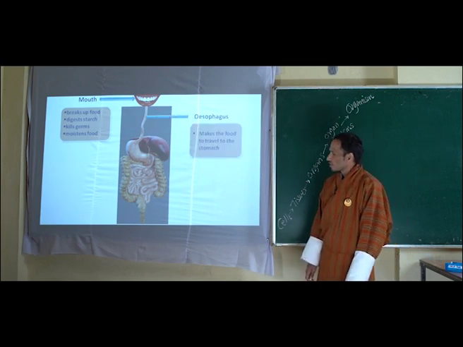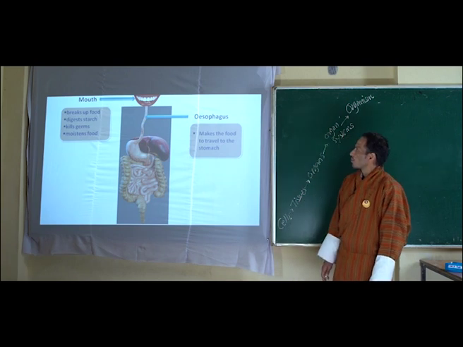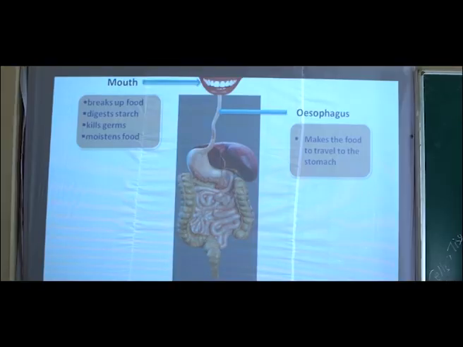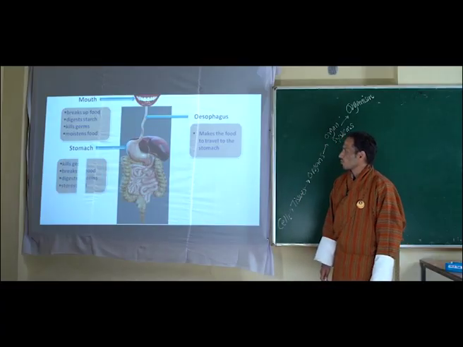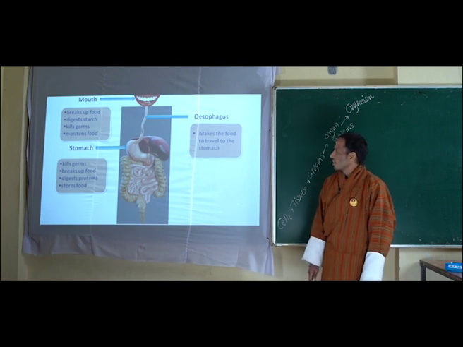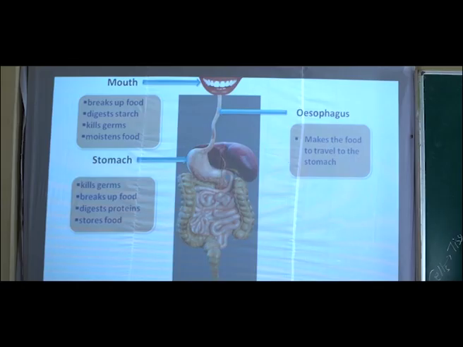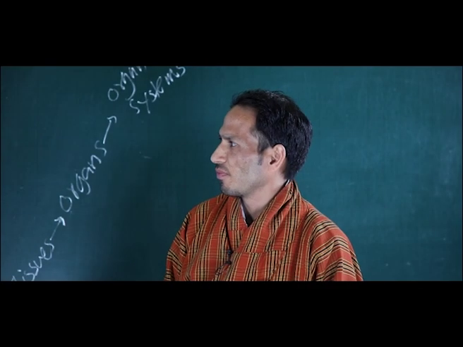The esophagus. The esophagus is like a bridge between the mouth and the stomach, which makes the food travel from the mouth to the stomach. Next is the stomach. The stomach is like a pouch, like a bag, that temporarily stores the food. It also kills germs, and it digests protein, and the food is further broken down into smaller particles called chyme.